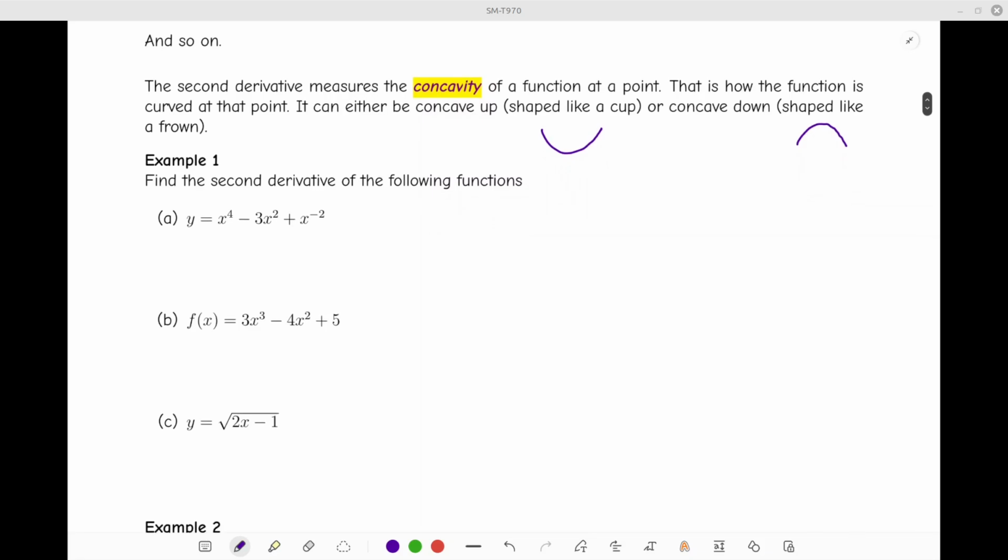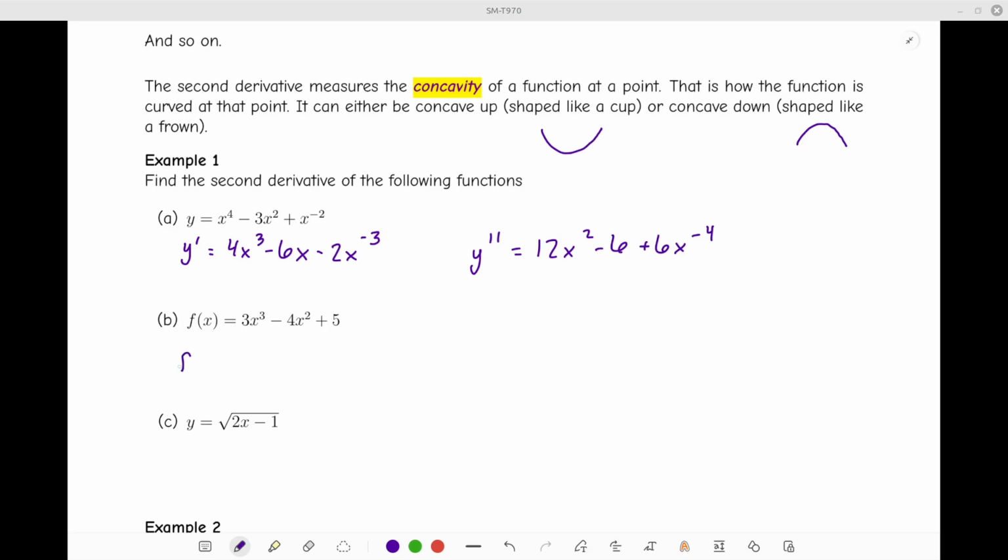Example 1, find the second derivative of the following functions. So, as indicated in the definition, before you can find the second derivative, you do need to find the first derivative. So, y prime would equal 4x cubed minus 6x. Now, I need to bring that negative 2 down, so it's going to become minus 2x to the negative 3. And then y double prime would equal 12x squared minus 6. Now, when I bring the negative 3 down, a negative times a negative would become plus 6x to the negative 4th.